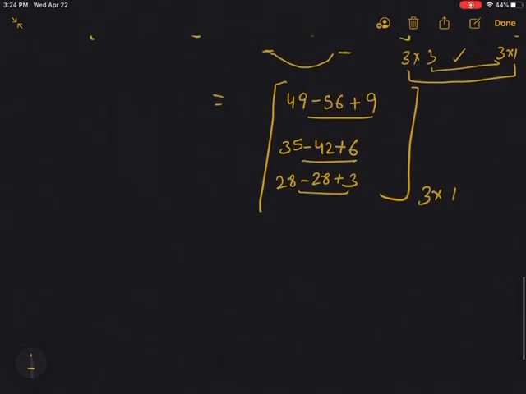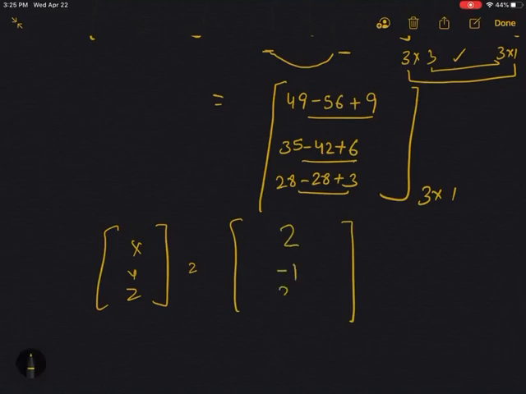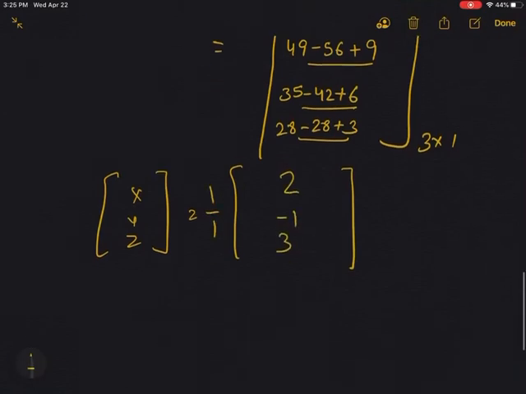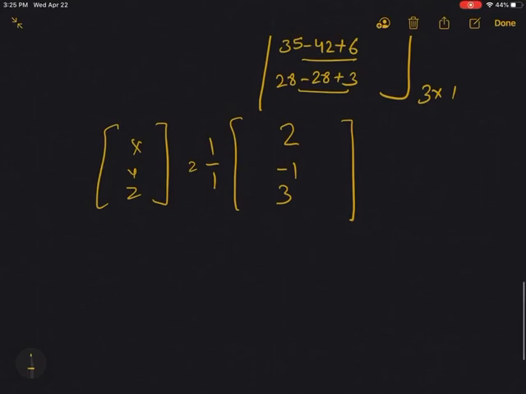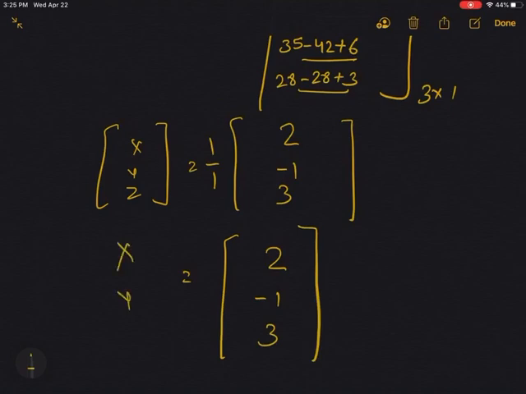Let's simplify. I have x, y, and z on this side, and if I simplify all of these, it's going to be 2, -1, and 3. It's 1 over 1. And if I divide by 1 or multiply, it's still going to be the same thing. So finally, my answer is this one here. For x it's 2, y is -3, and z is 3.